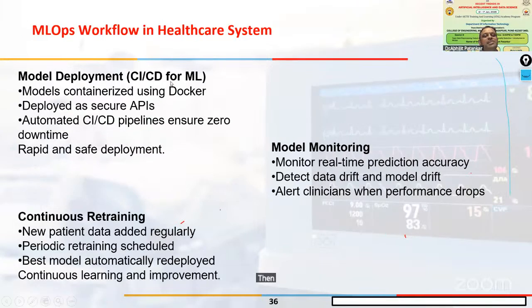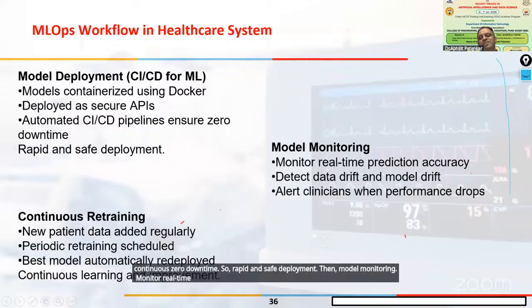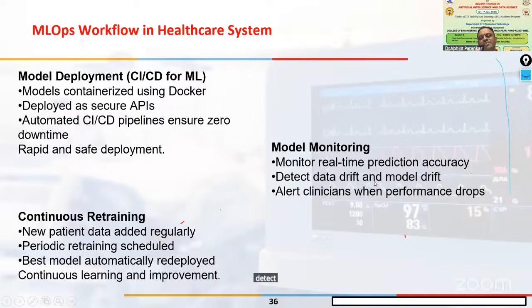Then CI/CD: the model is containerized using Docker, deployed through a secure API, and automated CI/CD pipelines ensure zero downtime. So rapid and safe deployment. Then model monitoring: monitor real-time prediction accuracy, detect data drift and model drift, and alert clinicians when performance drops. So clinicians are alerted when performance drops. And continuous retraining: new patient data is added regularly. So it is continuously updated.